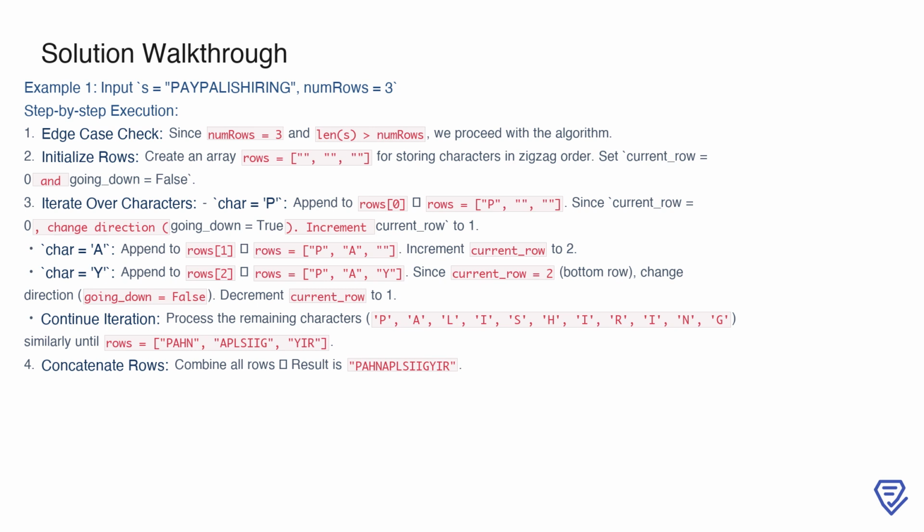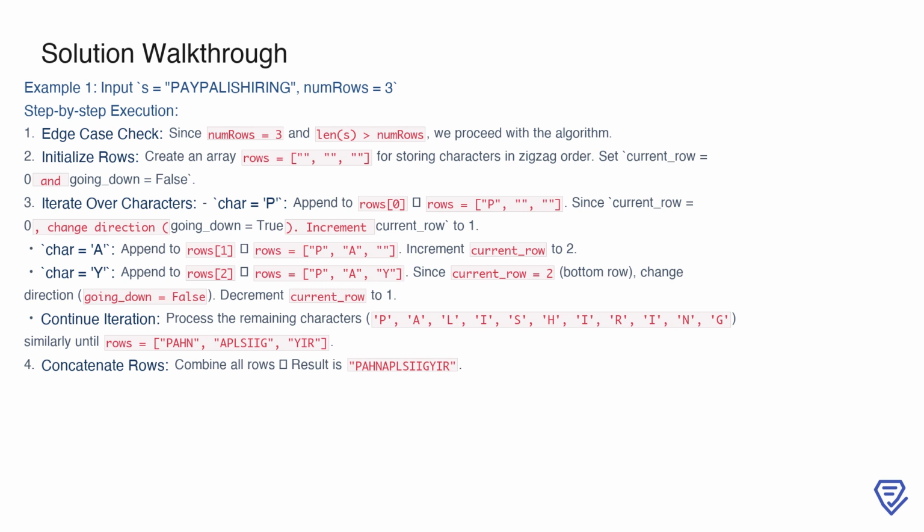Now we iterate through each character of the string. Starting with P, we append it to the first row, update rows to P, and change direction to move downward. We increment current_row to 1. The next character is added to the second row, resulting in rows equals P, A. Again, we increment current_row to 2.